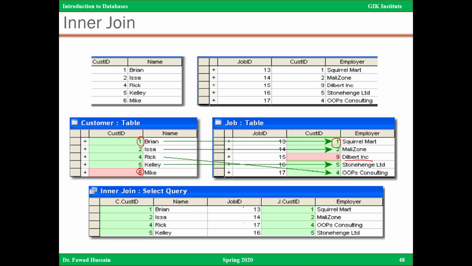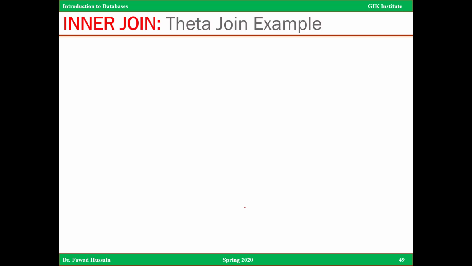So that's the inner join. Now let's look at the three categories of the inner join. The first one is the theta join. So let's try to make an example of what is a theta join. For this I am going to take an example.